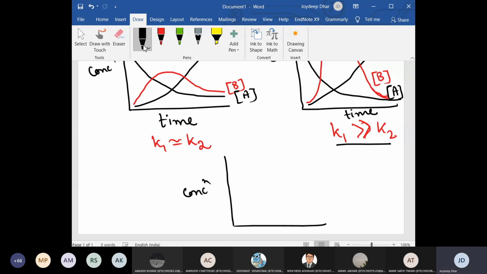Concentration against time, the condition is K1 is much smaller than K2. So B will be consumed more. Whatever B forms, immediately it will be converted into product, because the rate constant for B consumption is more. So this is the concentration of A. C will rapidly rise, because whatever B is formed is rapidly converted into C. So the concentration of C will steadily rise.